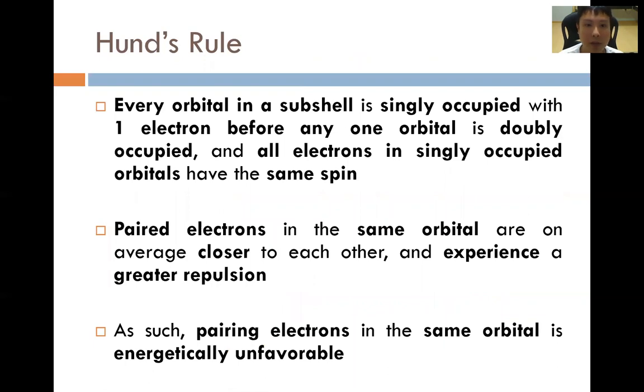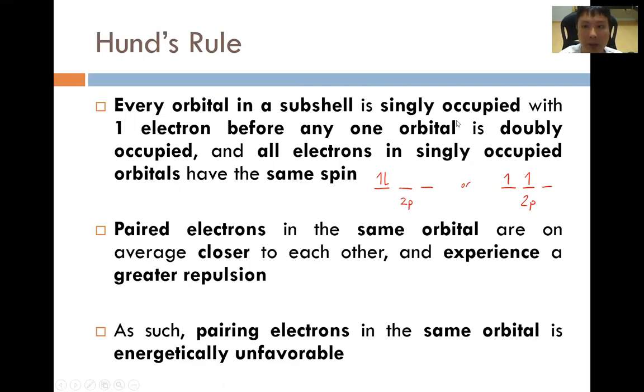Hund's rule says that each orbital in a subshell is singly occupied with one electron before any one orbital is doubly occupied, and all electrons in singly occupied orbitals have the same spin. Briefly, what it means is what I've discussed just now. If I have a set of 2p orbitals, at energy level 2, principal quantum number 2, and I fill in one electron, I would definitely put it in like that. The second electron, as I've discussed, there is a choice. Either I can pair it up like that, or I can put them in separate orbitals. And which one do I choose? The answer is given by Hund's rule.